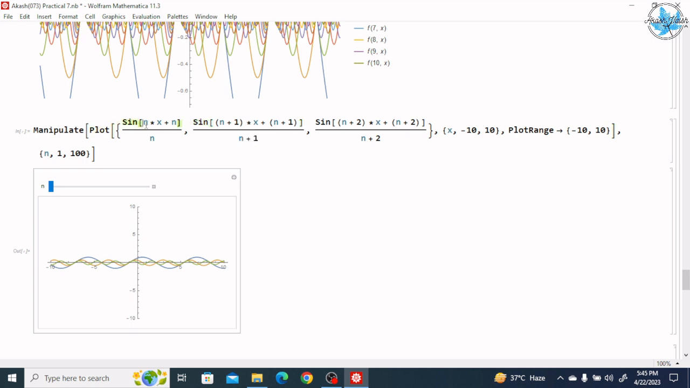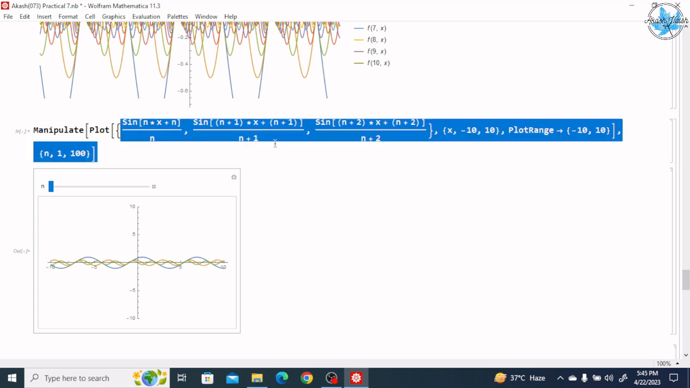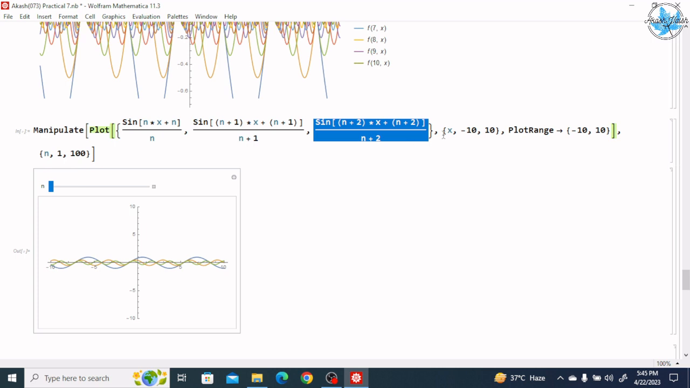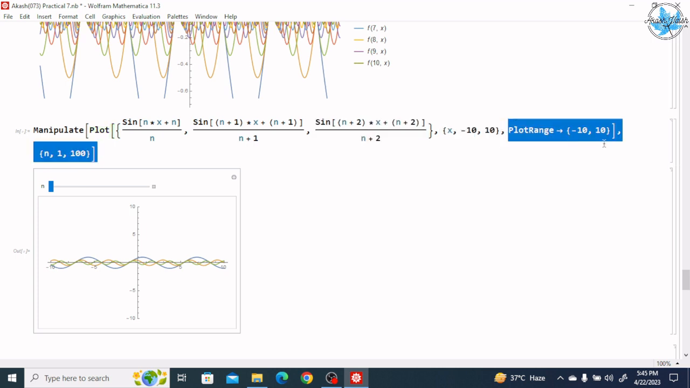So what we are doing, we are adding the value of n, that is n plus 1, and then n plus 2. So I have taken the 3 sequence, and then x is varying from minus 10 to 10, and in the plot range I have also taken the same, that is minus 10 to 10, and then I am varying my value of n from 1 to 100.